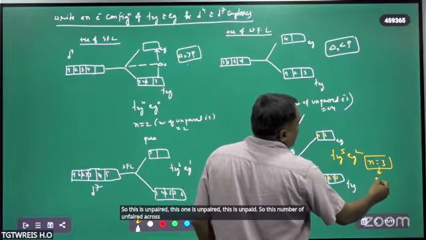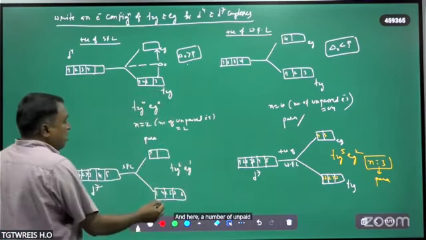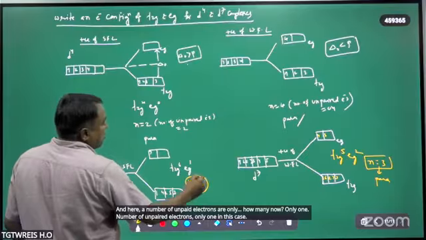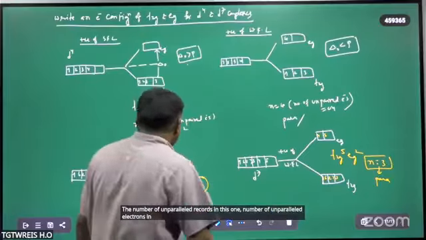This is also paramagnetic. And here the number of unpaired electrons is only how many? Only 1. So the number of unpaired electrons in this one is 1, and in this one it is 3.